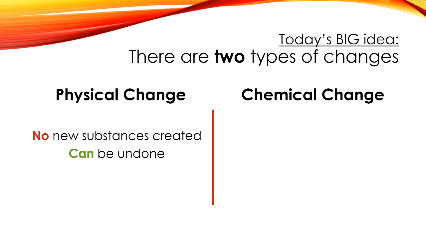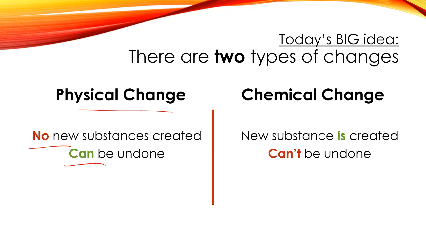The most important key differences between physical and chemical changes. These are easy to mix up, so I want to be clear, and make sure you write them down. In a physical change, no new substances are created, and therefore they can be undone, because nothing new is being made. Whereas in a chemical change, a new substance is created, and it can't be undone. That's the big difference, the main key difference between these two different types of changes.